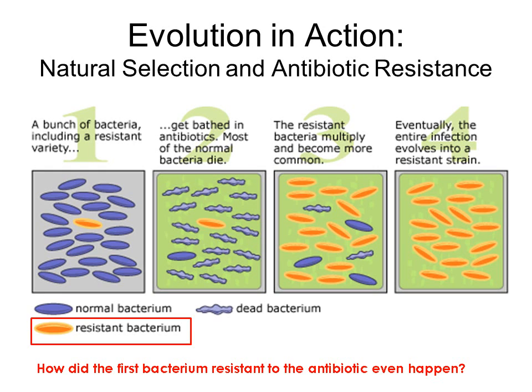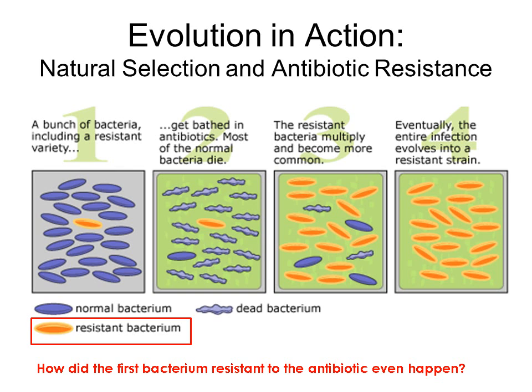So then in box 3, you see that the resistant one is going to be multiplying a lot. It's going to produce a lot of offspring. It's going to become more common in the population than it was in box 1. And then by box 4, eventually the entire infection evolves into a resistant strain. So how did the first bacteria become resistant to the antibiotic? And the answer would be mutations.